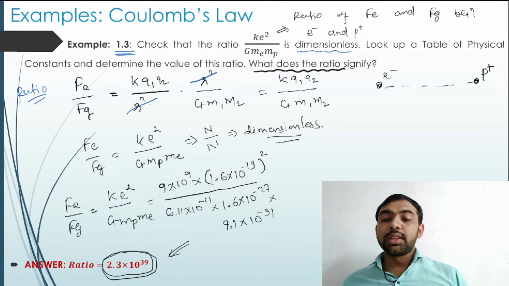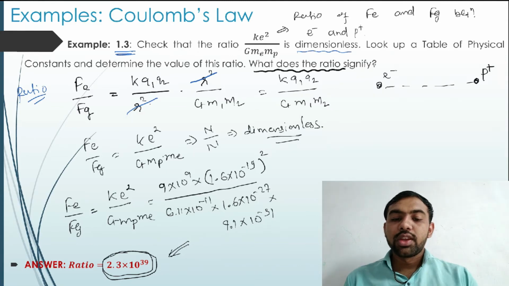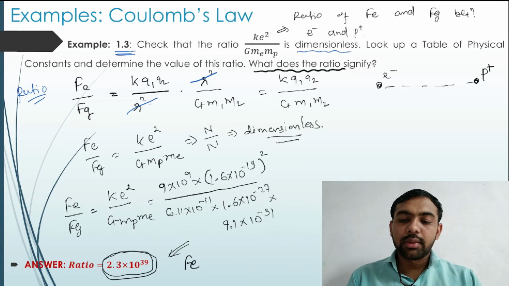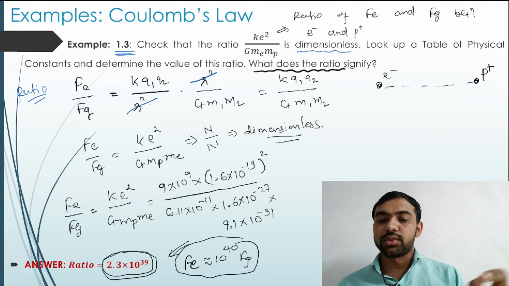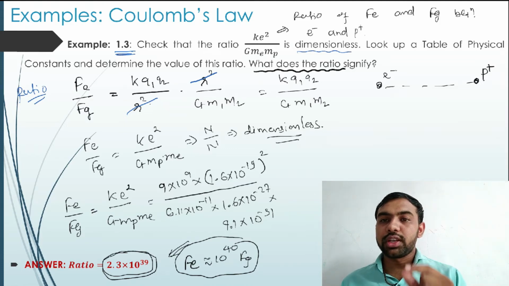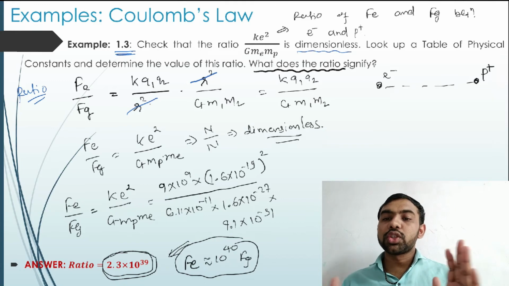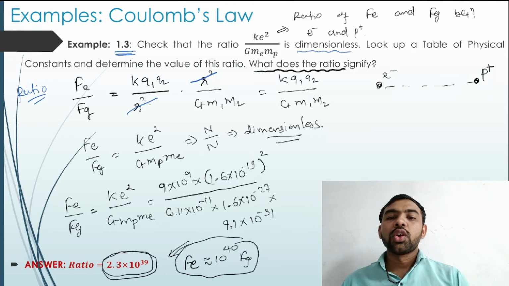What is the meaning of this? It means the electrostatic force is much stronger than the gravity force. By this way, electrostatic force Fe is approximately 10 raised to 40 times Fg, or 10 raised to 39, whatever you choose. Electrostatic force is approximately 10 raised to 39 or 40 times the gravity force, meaning much stronger. This ratio signifies this. All of you must note this. Then after this we go to the next.